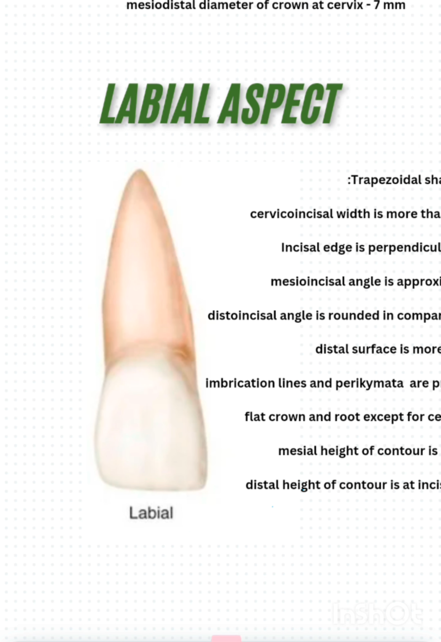Now if we look at the height of contour, the height of contour at the mesial side is at the incisal third, but the height of contour at the distal side is at the junction of the middle and incisal third.